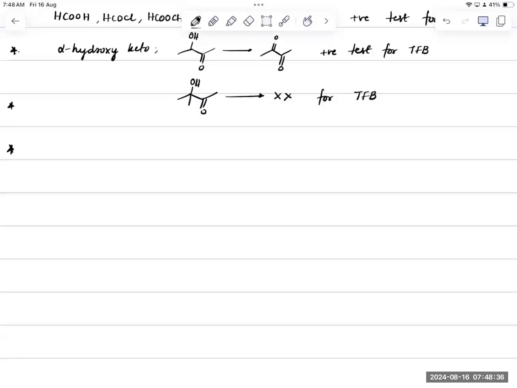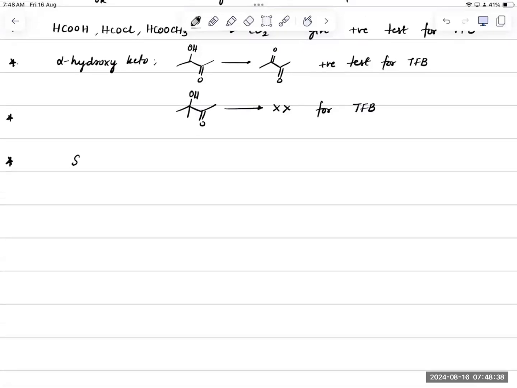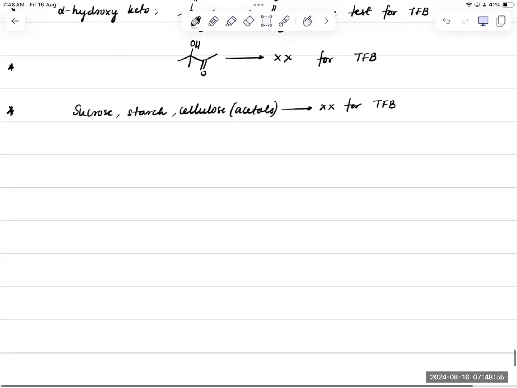Next, sucrose, starch, cellulose. These are all acetals. And acetals will give negative test for Tollens, Fehlings, and Benedict. Got it?